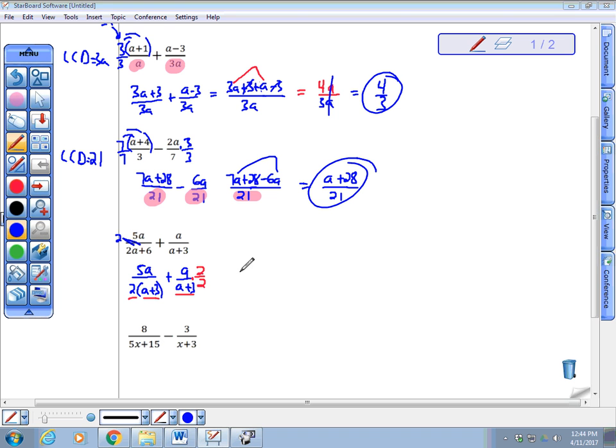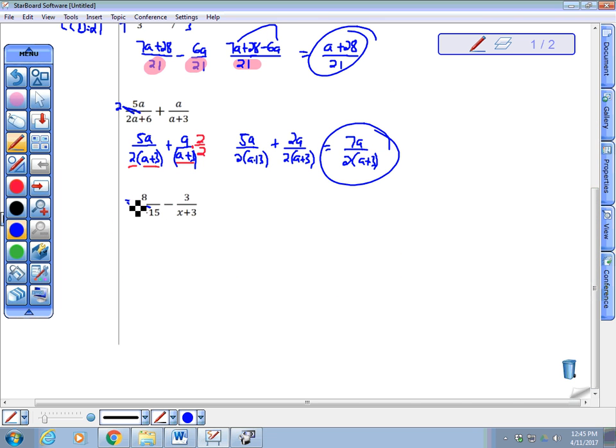And you will get 5a on top, 2 and a plus 3 on the bottom, plus 2a on top, and then 2 with the 2 in front and the a plus 3 inside the parentheses. Adding your top numbers to get 7a, and the bottom stays the same, a plus 3. Nothing cancels.